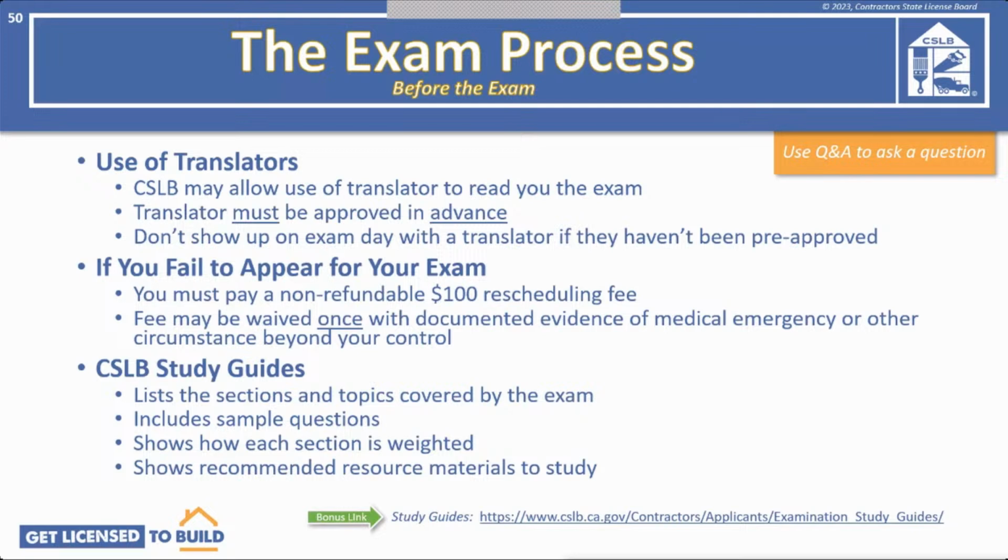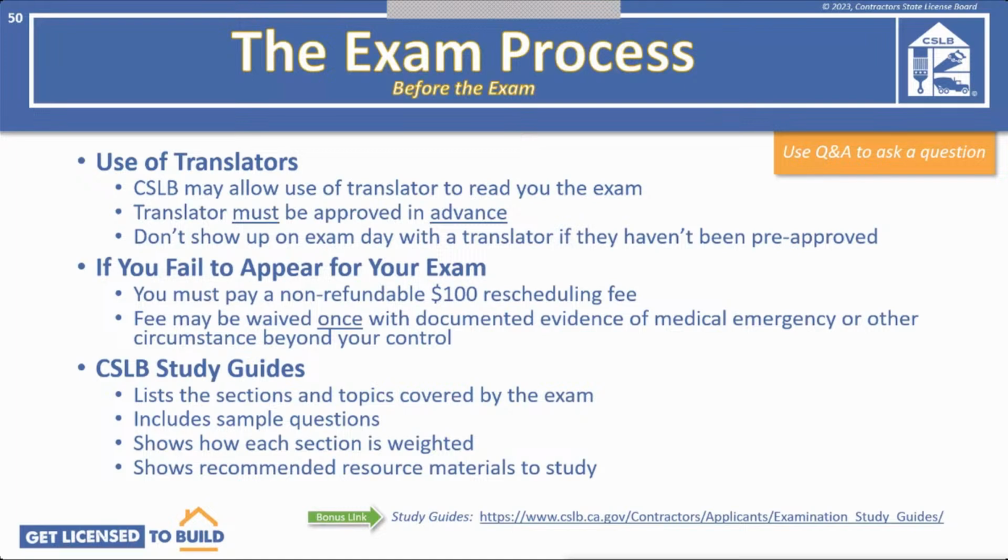Question 16 on the application asks if you need to use a translator to complete the examination and the language the exam will be translated into. The translator must be approved by CSLB in advance. You cannot just show up on the day of your examination to the test center with someone to translate the exam for you. When you have an exam date, make sure you do not miss it.